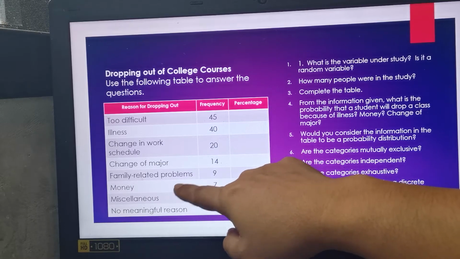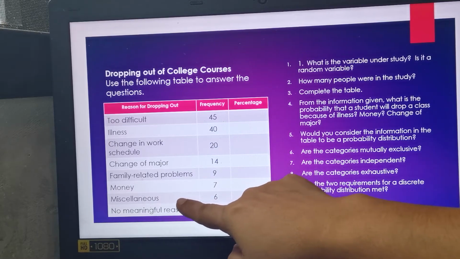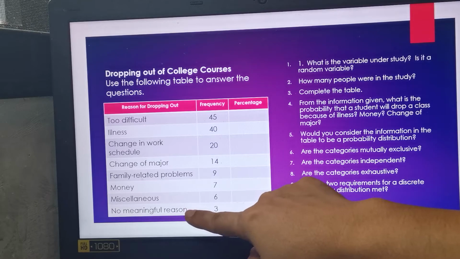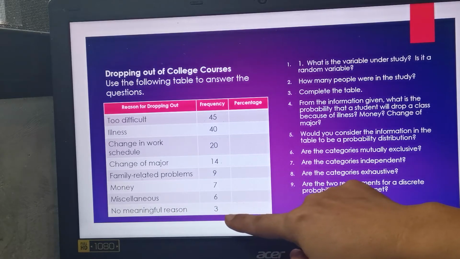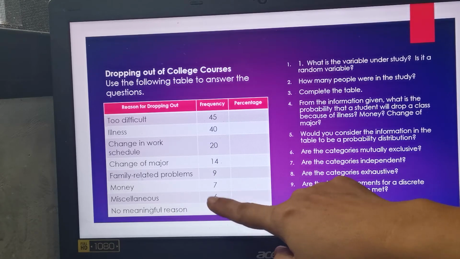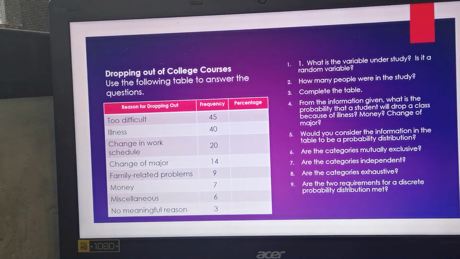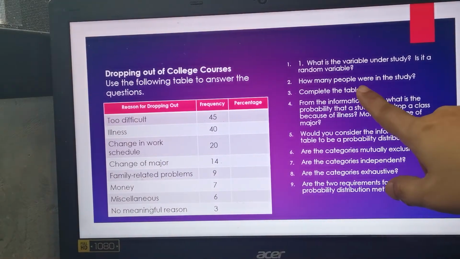He always provides. Also with your miscellaneous, ito lang yung hindi kayo matutulungan, no meaningful reasons. Paano kayo matutulungan dyan? Okay, hindi ko alam. Okay, so let's just depend on God, di ba? Okay, so let us proceed.